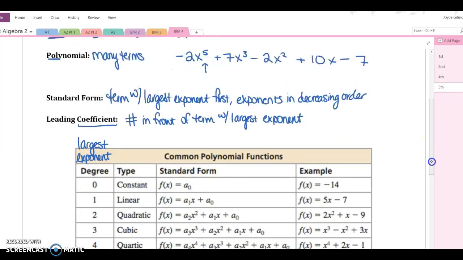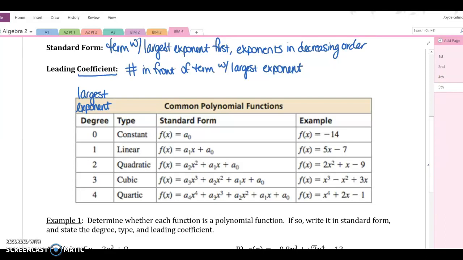In this table, it shows you a couple different types of polynomials. I'm going to start at the bottom with a fourth degree polynomial. A fourth degree polynomial has x to the fourth. The 4 is the largest exponent, and it's called a quartic. Think about there's 4 quarters in a dollar, so quartic. A 3 as the degree, the largest exponent is 3, that would be a cubic function. If the largest exponent is 2, that's a quadratic function.